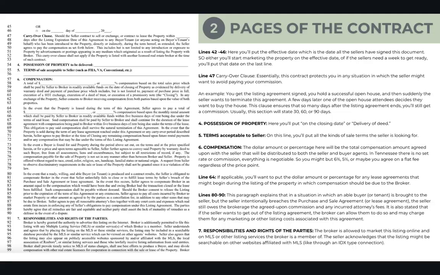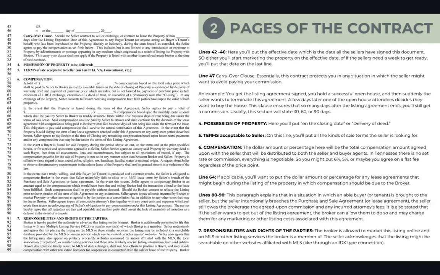Number 6 is compensation. So this is going to be the dollar amount or percentage that will be the total commission amount agreed upon with the seller that will be distributed to both the seller and the buyer's agent. So in Tennessee, there's no set rate or commission. Everything's negotiable. So you might put 6%, 5%, 5.5%. You could also agree on a flat fee regardless of the price point.